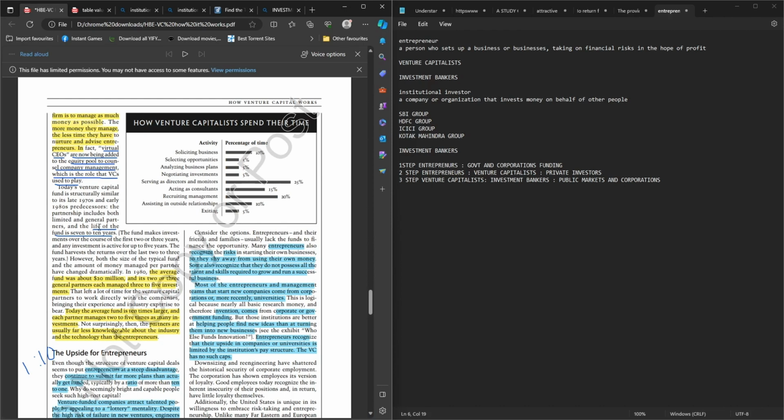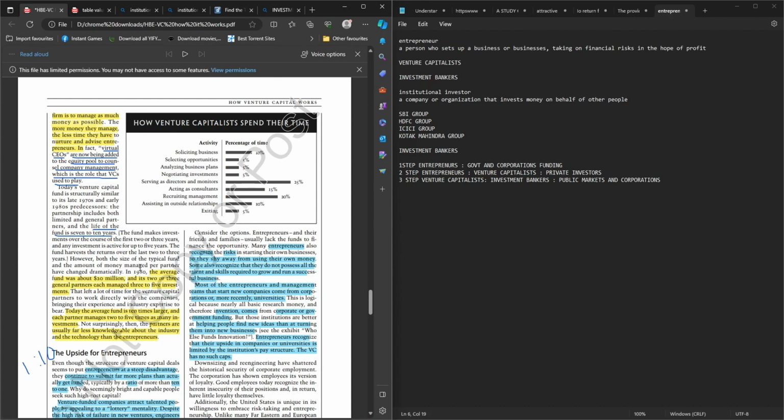So generally, a venture capitalist invests in a firm for 7 to 10 years. The funds make investments over the course of the first 2 or 3 years, and any investment is active for up to 5 years. The fund harvests the return over the last 2 or 3 years. It means in the first 2 to 3 years they invest in business, and in the last 2 to 3 years they harvest the funds, which means they take the profits from it. The average fund was about 20 million, and two or three general partners each managed 3 to 5 investments.